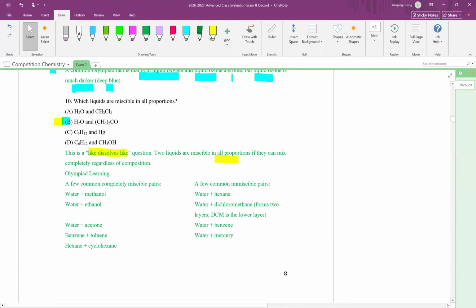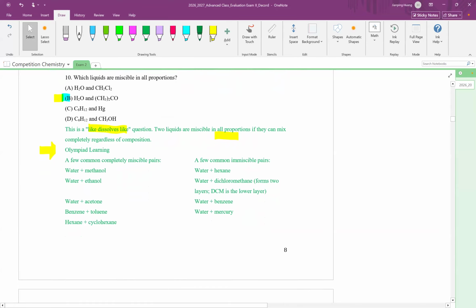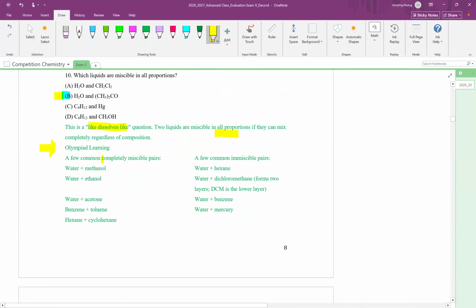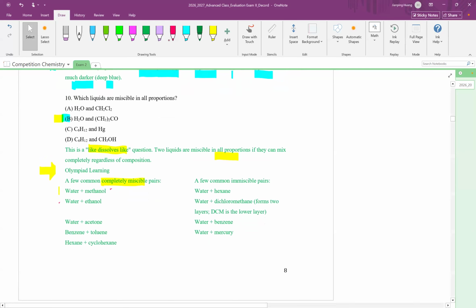Now look at the common one. Extend this question. We know that completely mixing makes a solution. So what's this? Water with methanol? Of course, we will discuss this one. Water with ethanol. When you see this one, can anyone tell me what is in your mind? What in your mind? Anyone? Victor, can you help me?